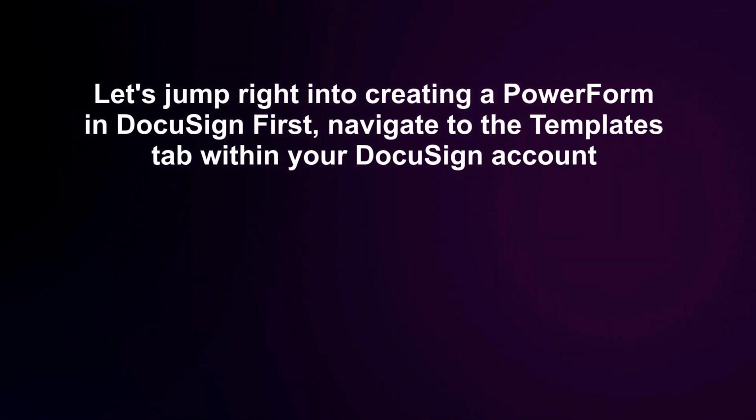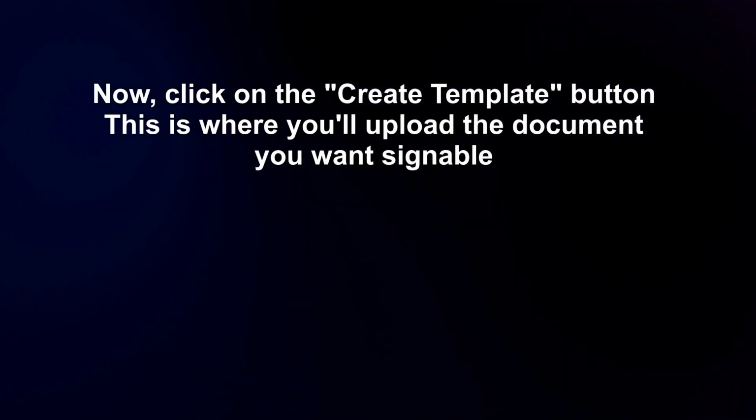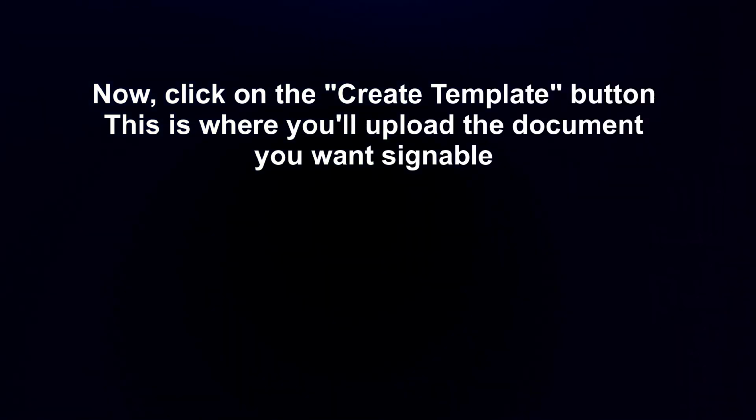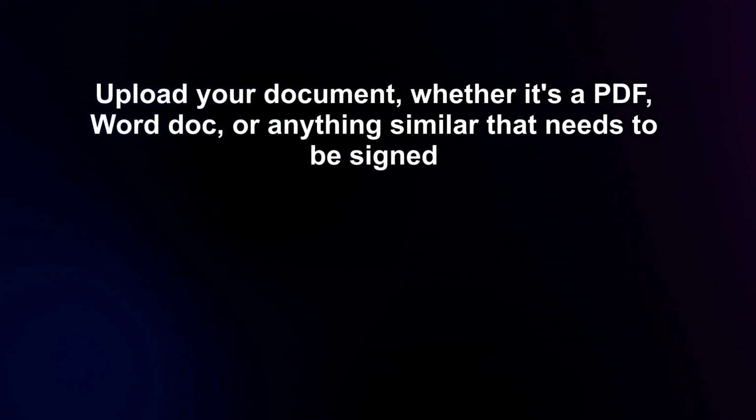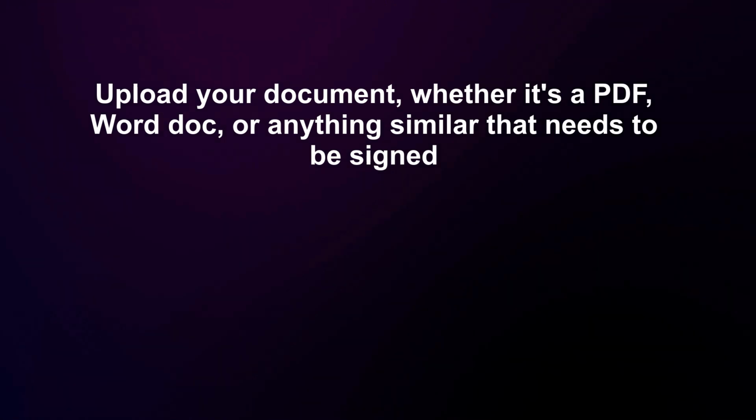First, navigate to the Templates tab within your Docusign account. Now, click on the Create Template button. This is where you'll upload the document you want signable. Upload your document, whether it's a PDF, Word doc, or anything similar that needs to be signed.